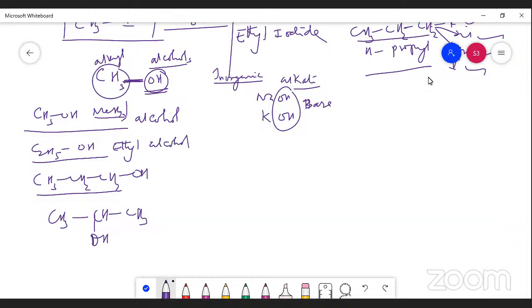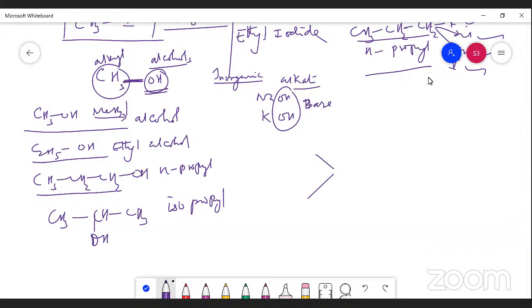And propyl with alcohol, that is N-propyl alcohol. And here, this is called isopropyl. This group is called iso. Why is it called iso? The concept you should know.